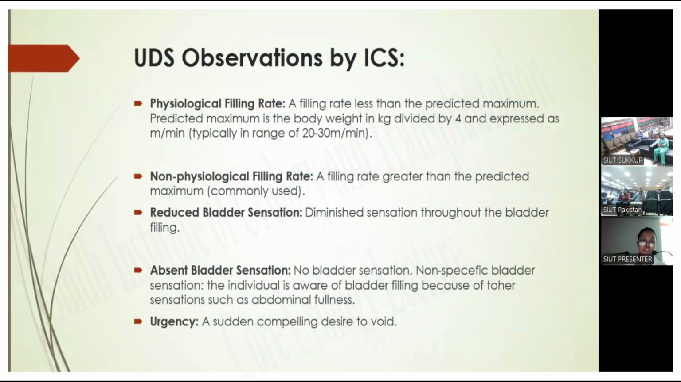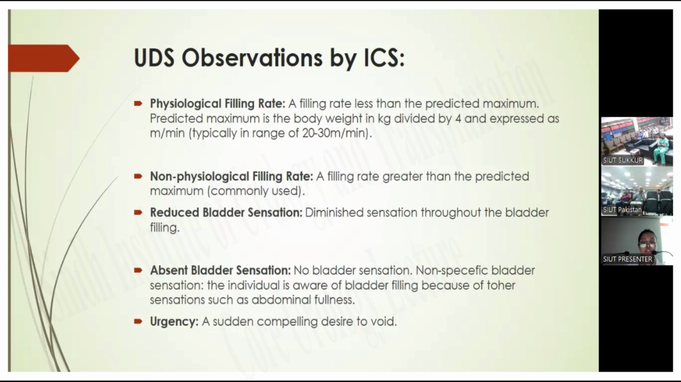UDS observations recommended by ICS. Number one is physiological filling. It is a filling rate less than the predicted maximum. The predicted maximum is the body weight in kg divided by 4, expressed in ml per minute. Typically, it ranges from 20 to 30 ml per minute, as Dr. Murli said. Non-physiological filling rates are filling rates greater than the predicted maximum, which is commonly used.